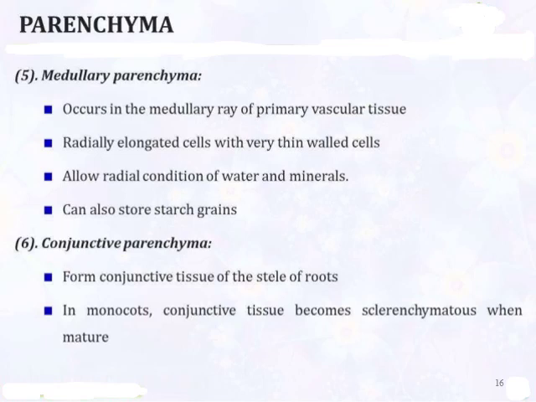These parenchyma are actually lignified parenchymatous ground tissue in which the vascular bundles are embedded in certain dicotyledons, and in monocots, as the secondary growth is very limited or restricted, these conjunctive tissues play a role in the secondary thickening of monocots and become sclerenchymatous when mature.